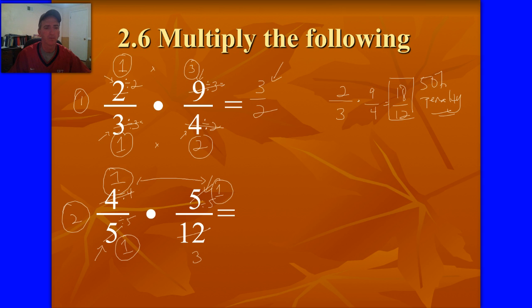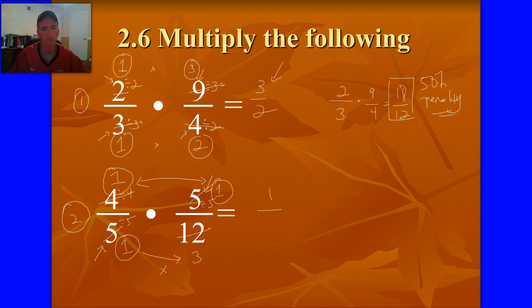So I encourage you when you're working in 2-6 to practice trying to reduce it first instead of just multiplying it and then reducing it. It'll pay off for you in the long run. 1 times 1, the top. 1 times 1 is 1.